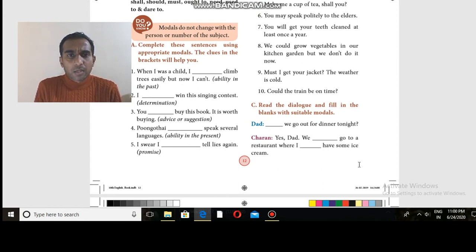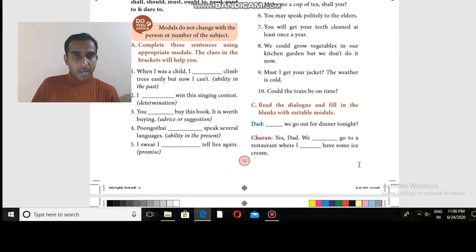It is something in the sentence you're going to show about your ability in the past, your past ability. So the word which you have to use here is either the quasi modal used to or could. When I was a child, I used to climb trees or I could climb trees. That is the correct answer because only these two words show ability in the past.